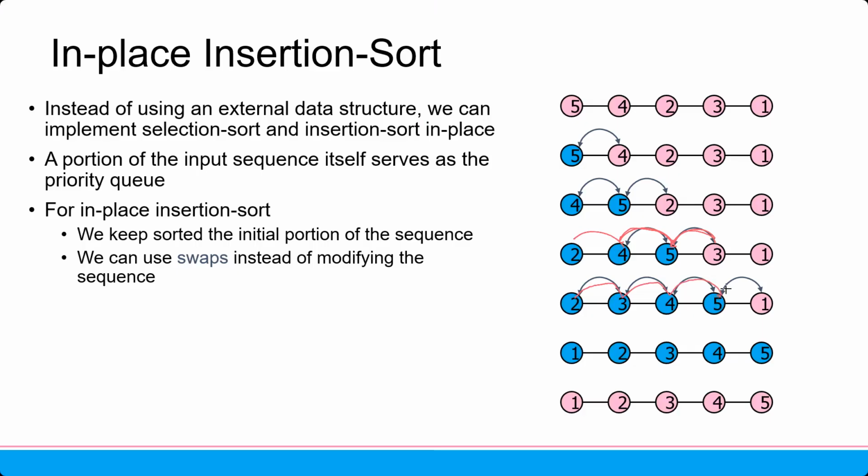And then check 5 and 1. So 1 is smaller than 5. So we swap. 1 is smaller than 4. Then swap. 1 is smaller than 3. Then swap. 1 is smaller than 2. Then swap. So the final result will be 1, 2, 3, 4, 5, like this one. Okay, so that's the insertion sort.